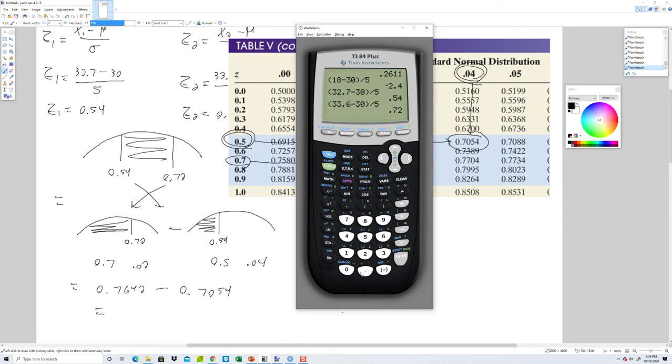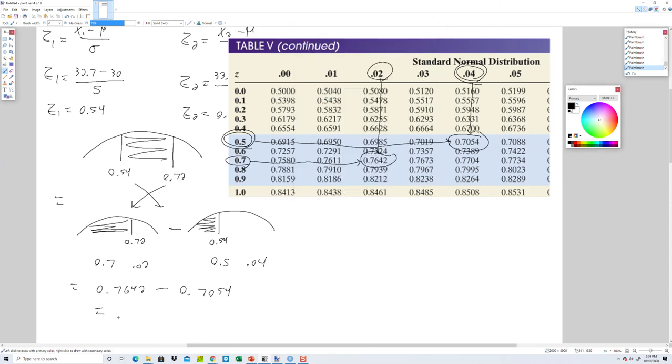And 0.7642 minus 0.7054 gives us 0.0588. That was a lot of work. Okay, let's do it in R now. We're going to see how much easier it is.